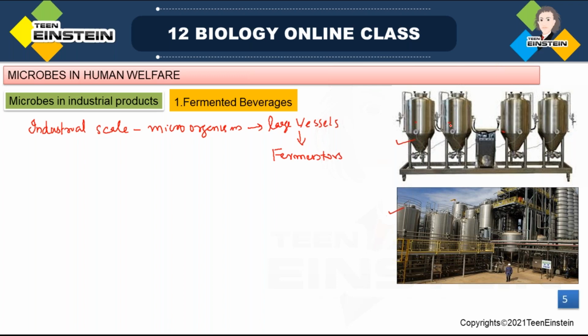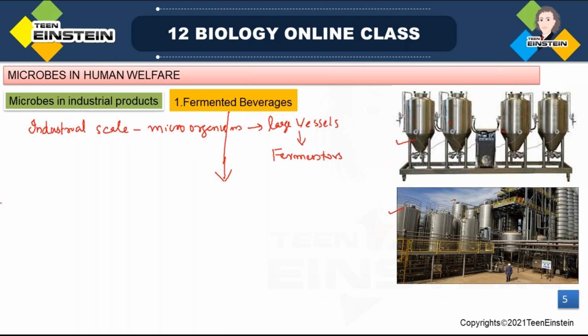Now let's see about some industrial products in which microbes are used for the synthesis. So for synthesis purposes, in which industrial products are we using microbes? So let's see one by one. So first, for the production of beverages, microbes are used. You know that. Okay, so let's discuss that first. What is the role of microbes in fermented beverages?